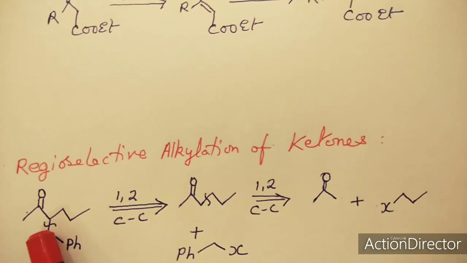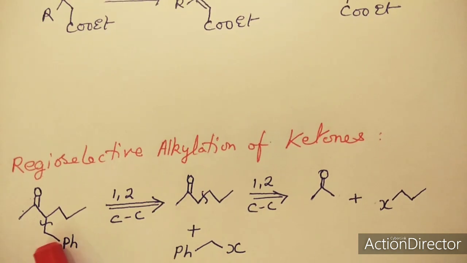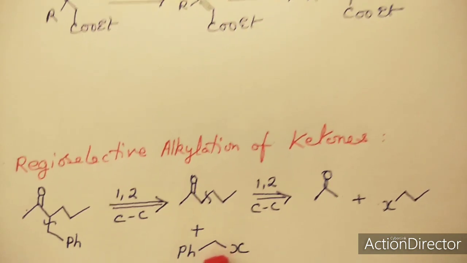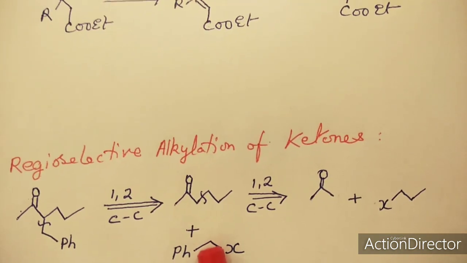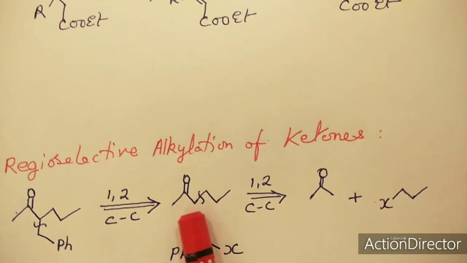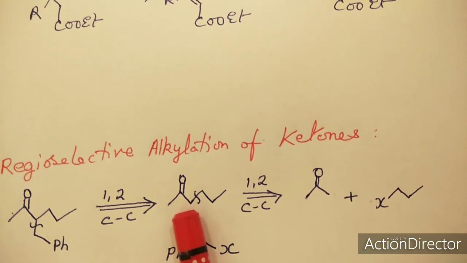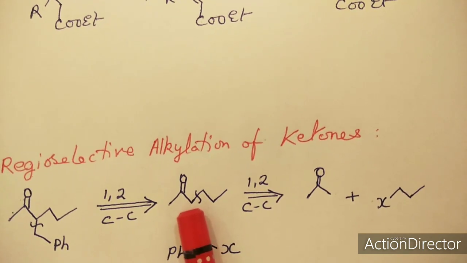As a consequence of this, the synthetic equivalents which will be formed will be C6H5CH2 positive with an X negative, and we know this is negative, so this negative with an H positive will give us this ketone. Now this can be further disconnected.